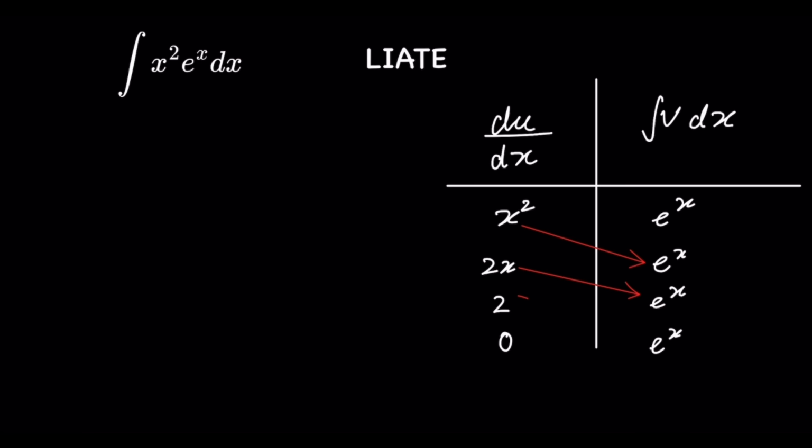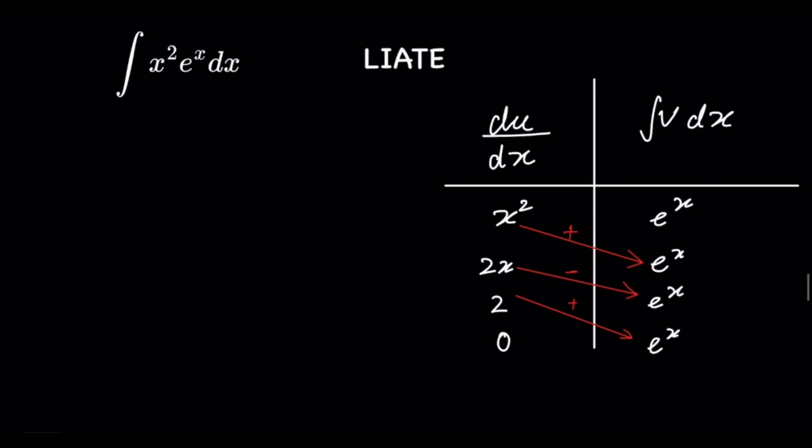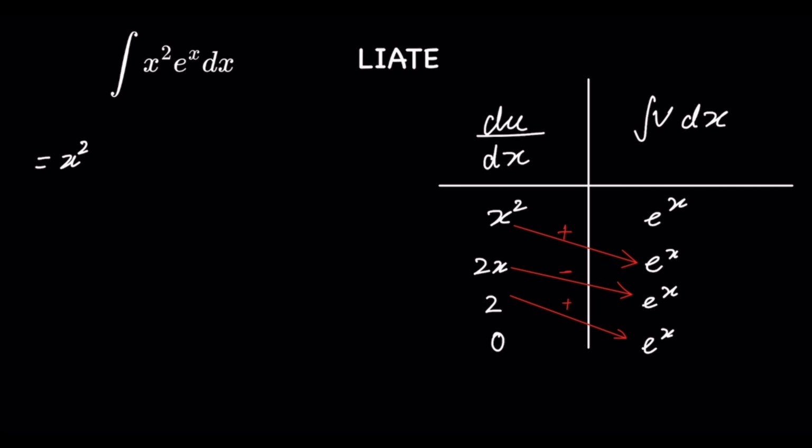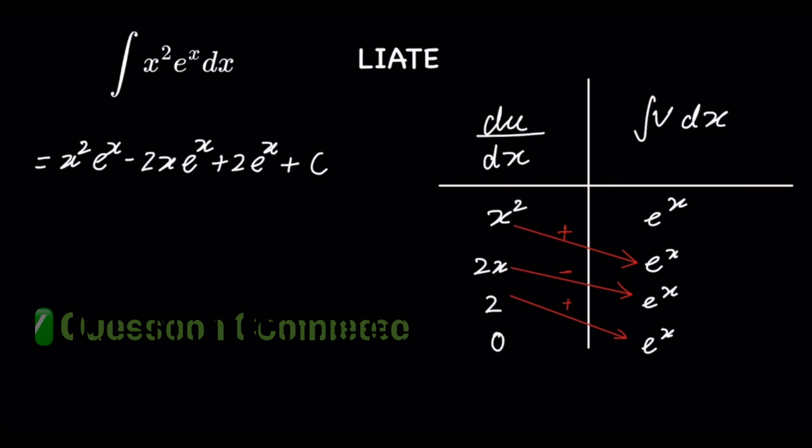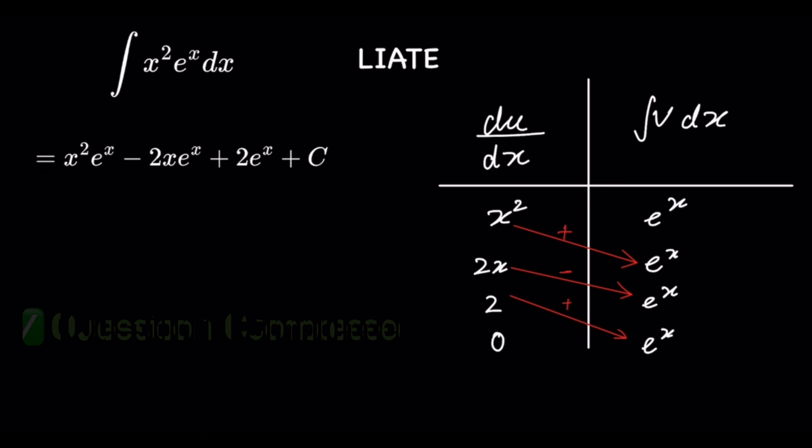And then we're going to be applying the signs here, starting with plus. So first one, it is going to be plus, then negative, and then plus. And in the final answer, we're going to be writing them as a product. So it's going to be x squared e power x minus 2x times e power x plus 2 e power x plus c. And that's how you do tabular integration.